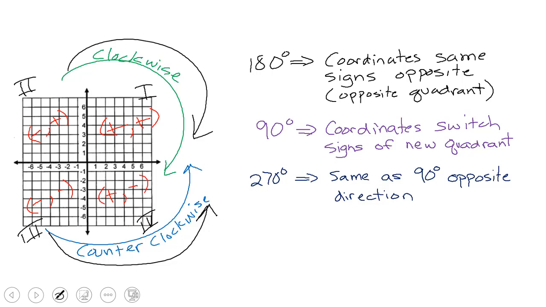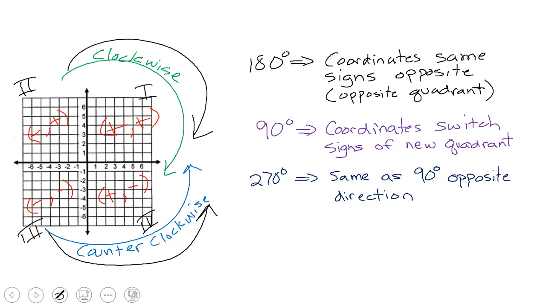And when we rotate 180 degrees, we are going to the opposite quadrant. What does that mean? That means the coordinate numbers are going to stay exactly the same, and it means the signs will be opposite. If I rotate 90 degrees, either direction, clockwise or counterclockwise, the coordinate numbers will switch. They'll replace each other, and then we assume the signs of the new quadrant.